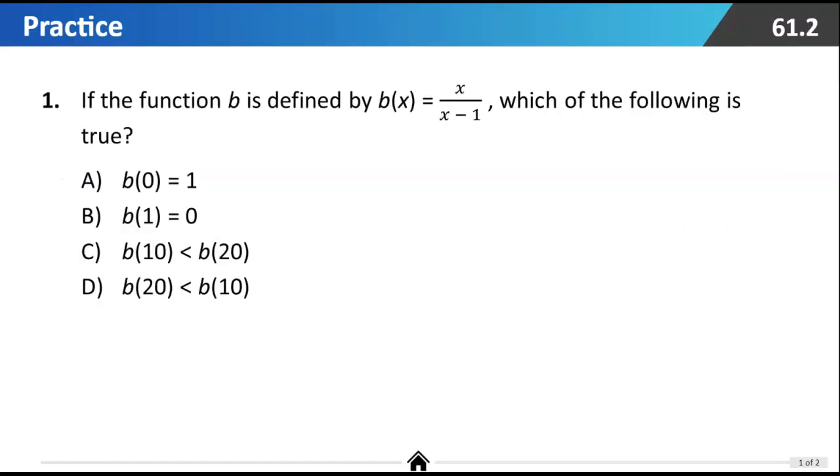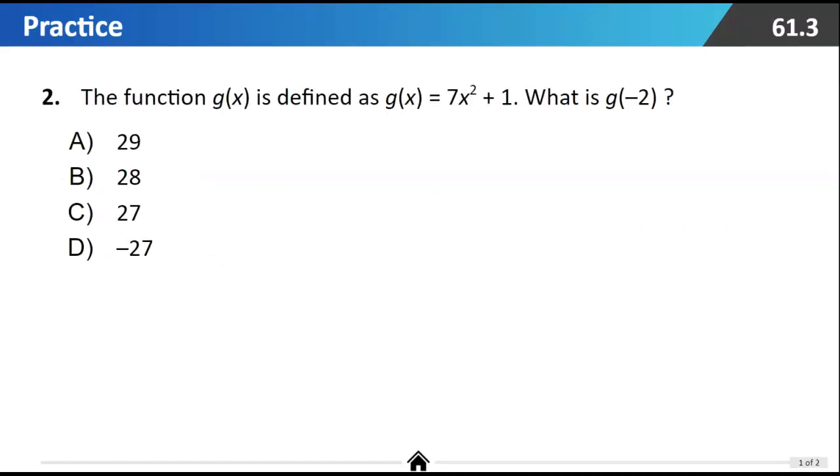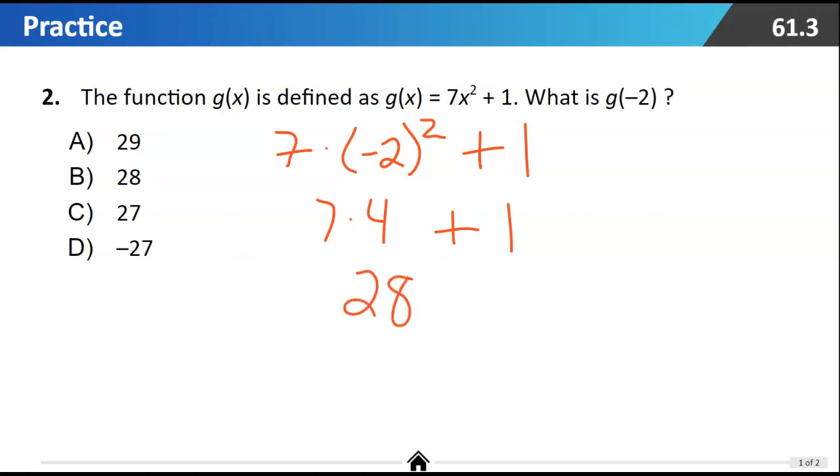Practice is going to look just like the problems we worked previously, so I will not walk through those again. On this second one, g of negative 2, well, that means we need to do 7 times negative 2 squared plus 1. Make sure that we know that the negative 2 squared is positive 4 times 7 plus 1, 28 plus 1. Our answer is 29.